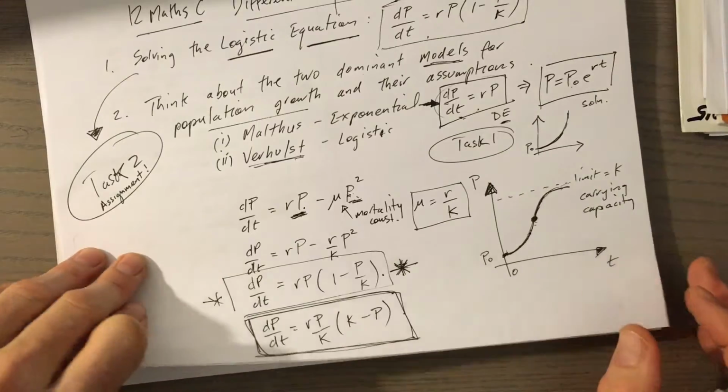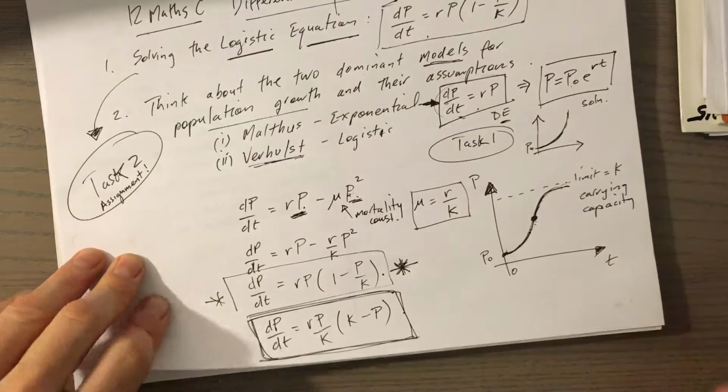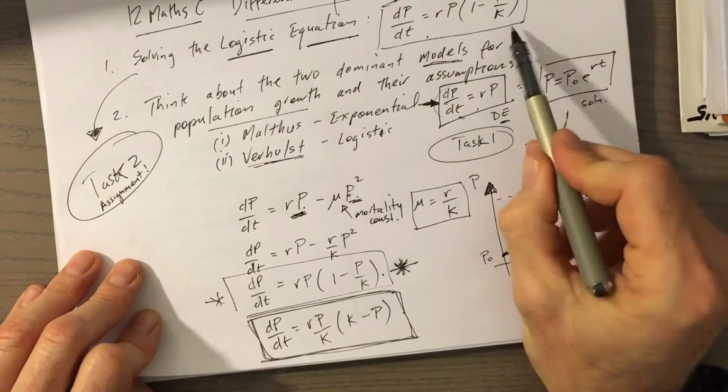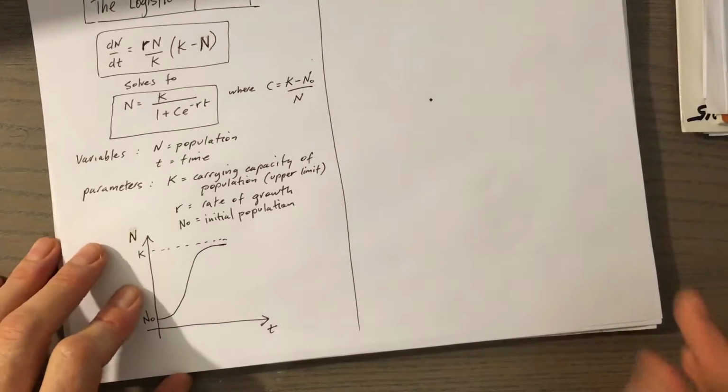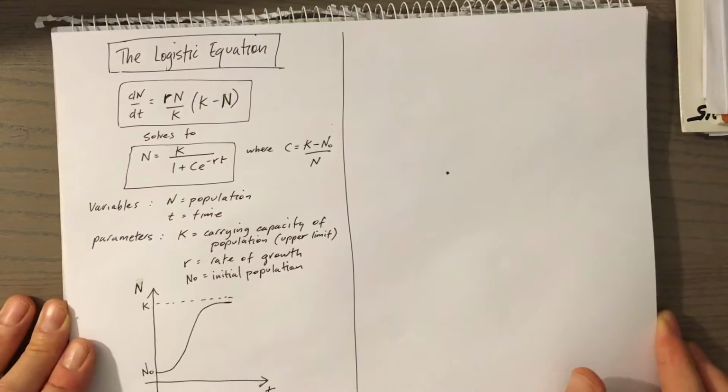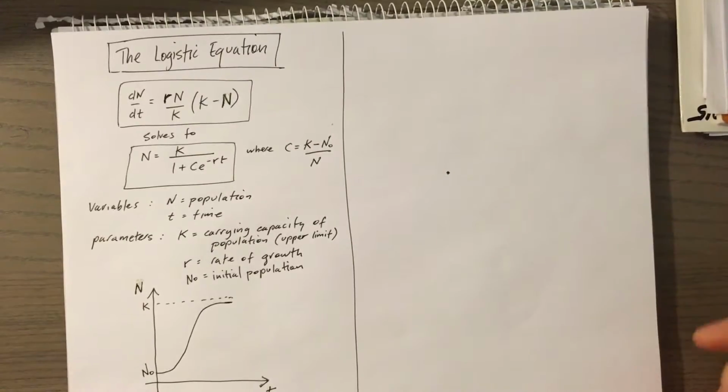All right, so let's get rid of that. That's just my initial waffle. The main focus will be algebraically, how do we solve this thing here? Here's essentially the theory around the logistic equation.